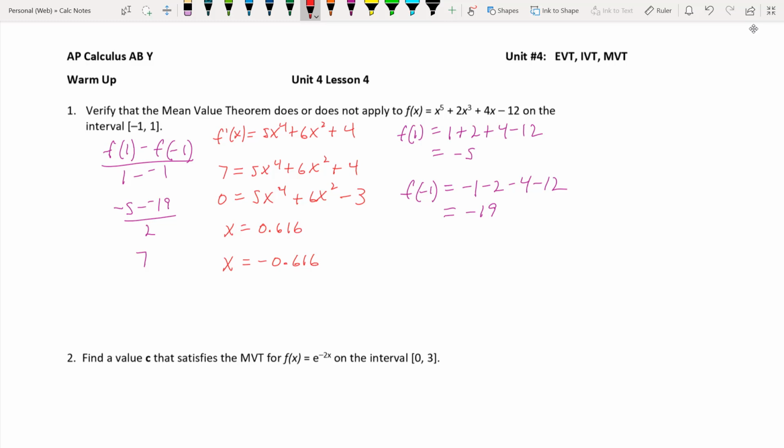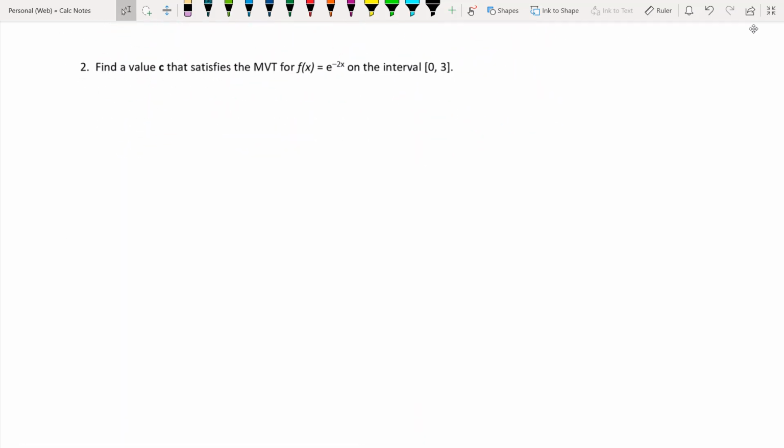Okay, so this is mean value theorem here. So there's two parts, or two tangent lines to the curve at x equals 0.616 and -0.616, that have a slope of 7. All right, it says find a value c that satisfies the mean value theorem for f of x equals e to the -2x on the interval from 0 to 3. So again, we're doing the same thing here, so I'm going to need f of 3 minus f of 0 all over 3 minus 0. So f of 3, let's see, we'll do this right up here.